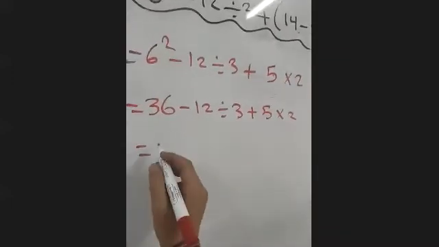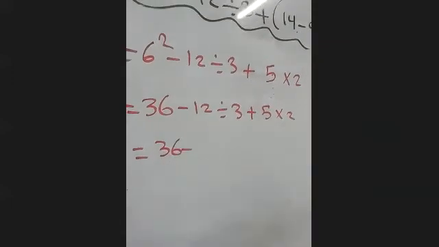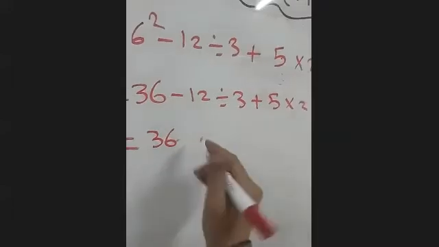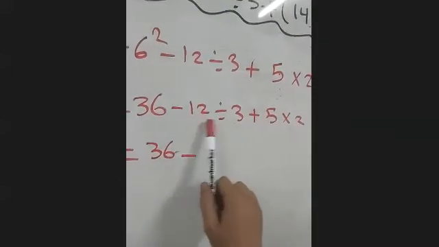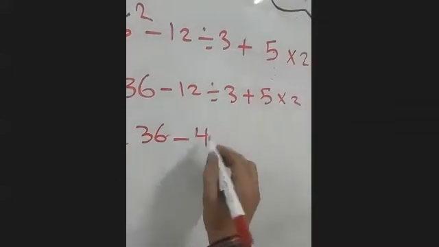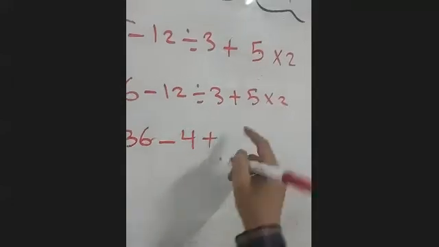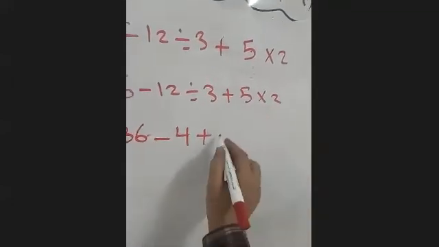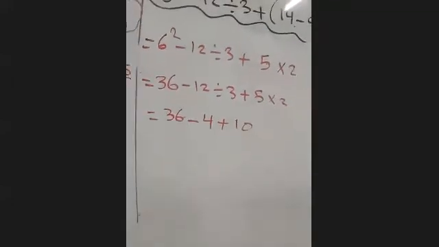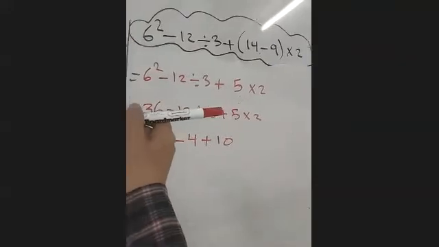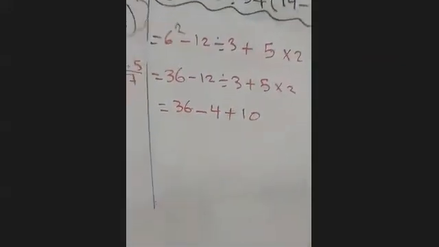So this is equal 36 minus. Now 12 divided by 3 is 4. I did the division. Plus 5 multiplied by 2 is 10. So what I did here, I did the division, then the multiplication from left to right.